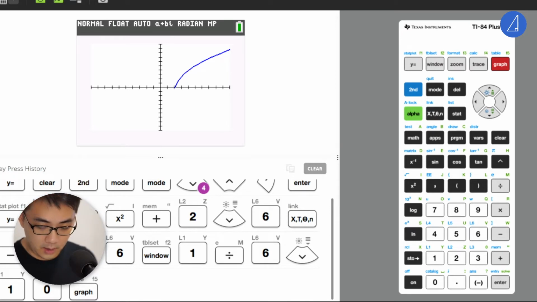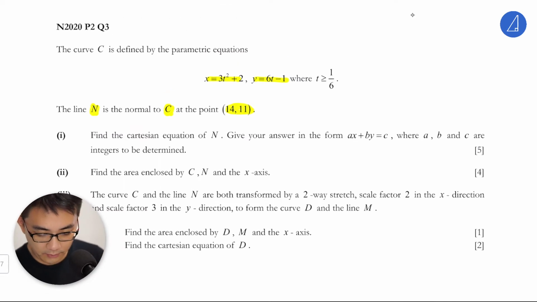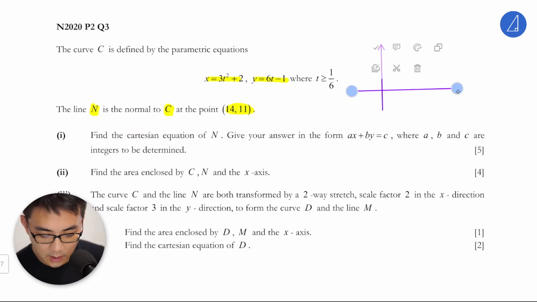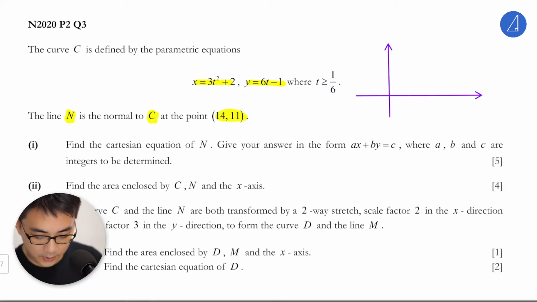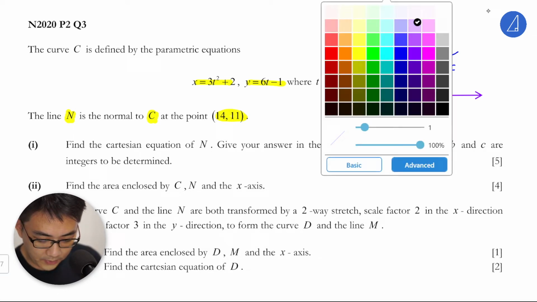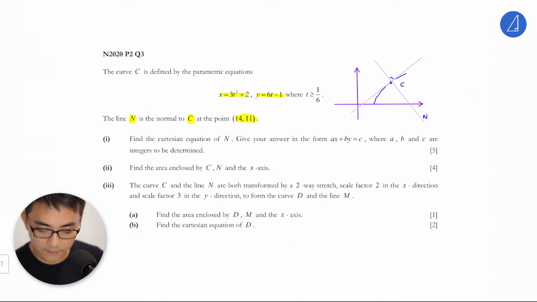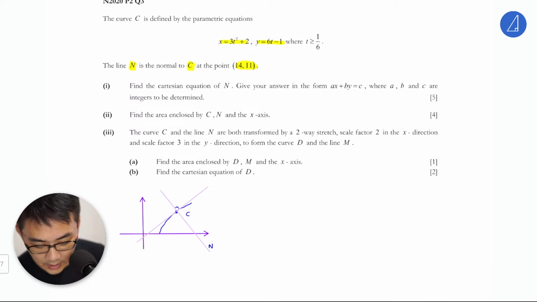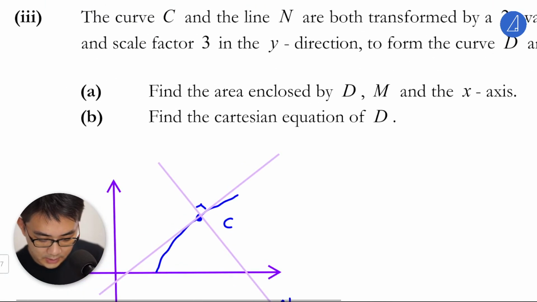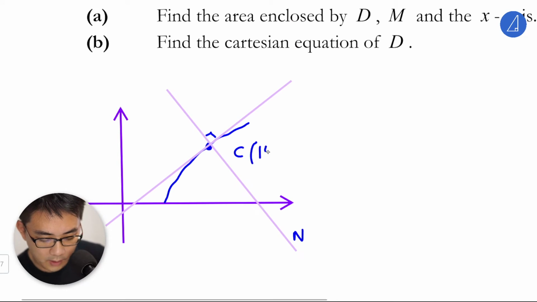I'm not sure where it is, but I'm just going to roughly draw this out so that you understand. From the graph we know it's like that. So this is C here. The normal will be something like that, at 90 degrees to the curve, like that. So this is the line n. I'm just going to draw this down. In this case, the point is (14, 11).